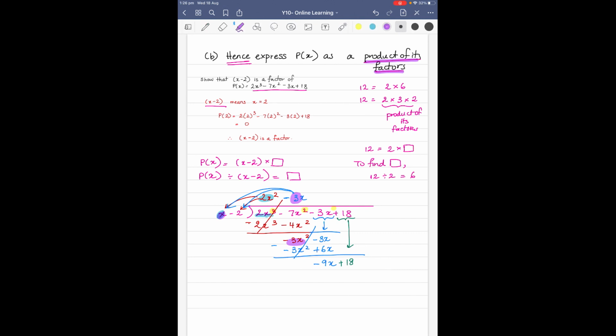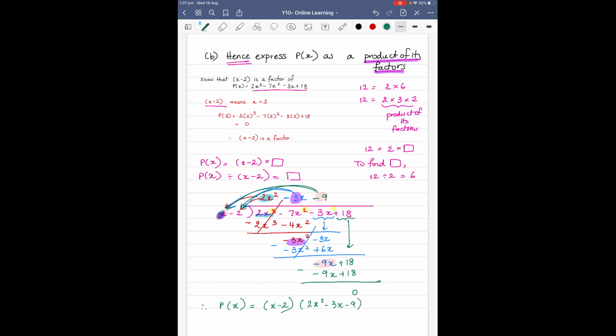So we have, let's say, something times x has to give you minus 9x. So we know minus 9 times x gives you minus 9x. Minus 9 times minus 2 gives you positive 18. Now if you subtract this, you have a remainder of 0. So therefore, your polynomial is x minus 2, because that's a factor already, times this whole thing here. So times 2x squared minus 3x minus 9.